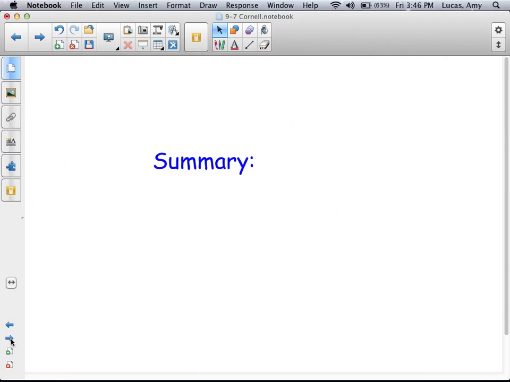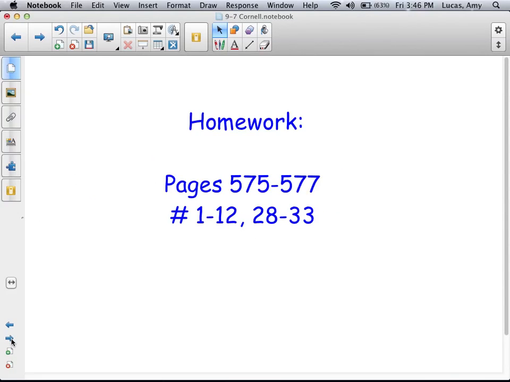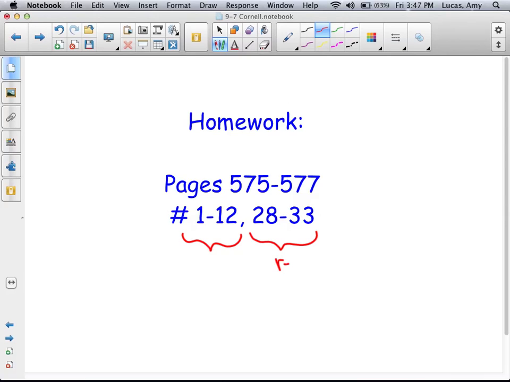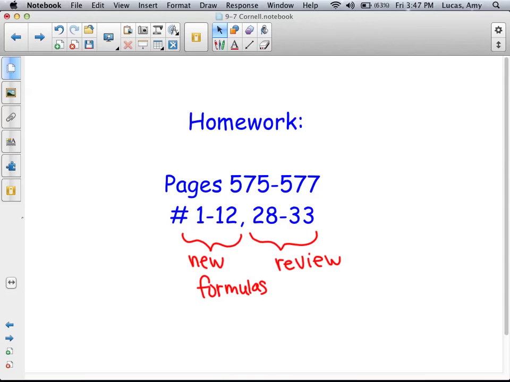You should now be able to write your summary and work on your homework assignment. The first 12 problems are the new formulas, and then 28 to 33 is a review of the quadratic formula, where you could use factoring or the quadratic formula, solving quadratics. So these are the new formulas, 1 through 12. Make sure that you write out your work so that if you make a mistake, we can find the error.